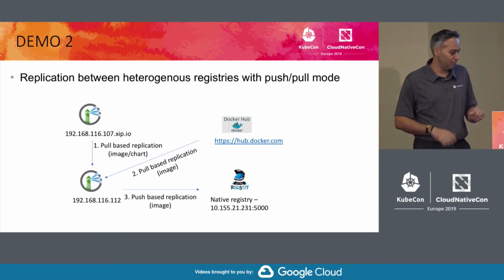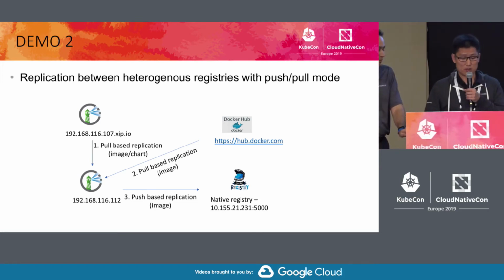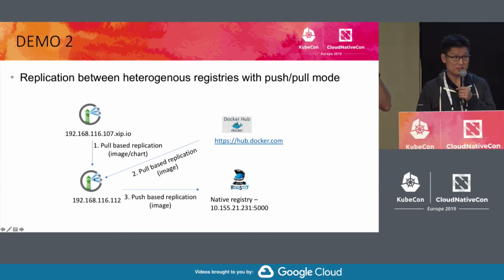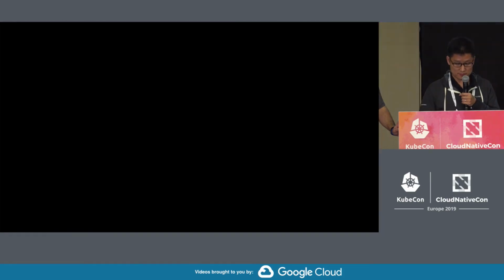Thanks, Michael. In this demo, as you can see, there are two Harbor instances, and there's a GitHub, a Docker Hub, and a Docker native registry that I have pre-set up. I'm going to demo replication between Harbors, between Docker Hub and Harbor, and between the Docker native registry and Harbor.